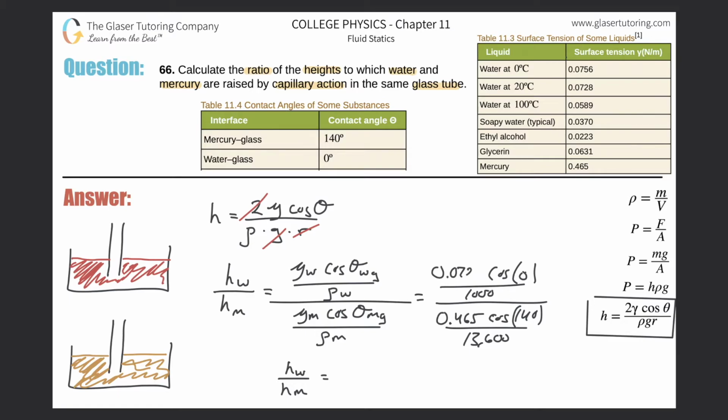So let's plug this in, 28. Okay, let's get that right. Let's recalculate. My apologies. So one more time, 0.0728 divided by 1,000. I meant to say 0.0728. I think I did like 15 or 20 problems today, so this is my last one for today. 0.465 times cosine of then 140, divided then by 13,600. And here we go.